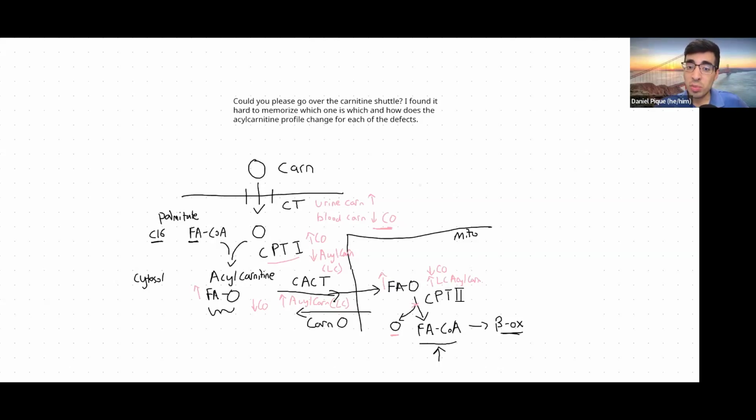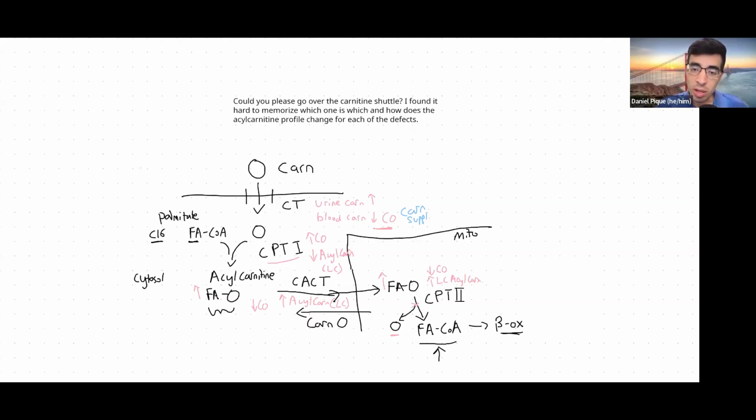For carnitine transporter deficiency, the treatment here actually is to give carnitine. That's going to help increase the levels of free carnitine in the blood. So there's free carnitine and the bound carnitine. The bound carnitine is the acylcarnitine. It's bound to that fatty acid, so it's no longer free. That's what I mean when I say free carnitine.